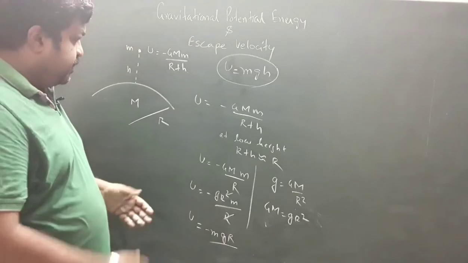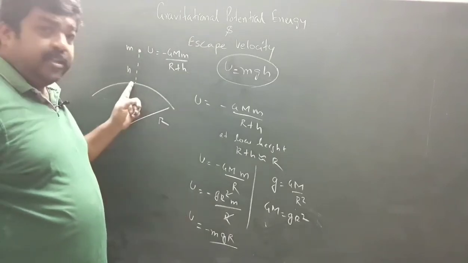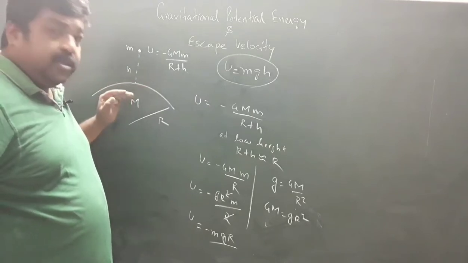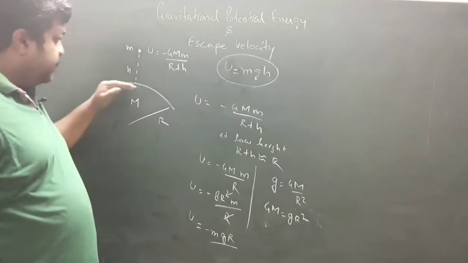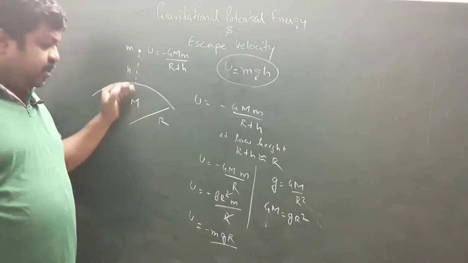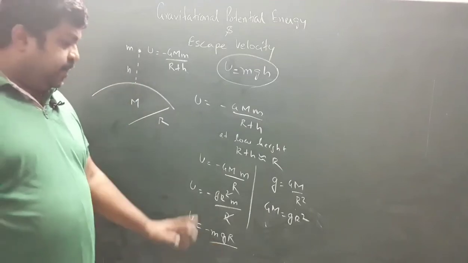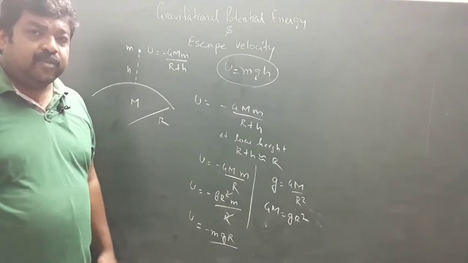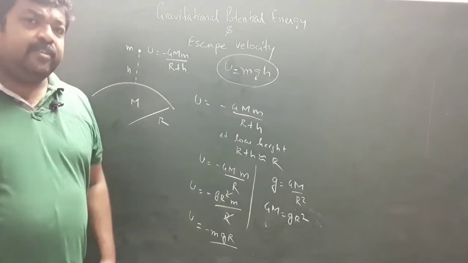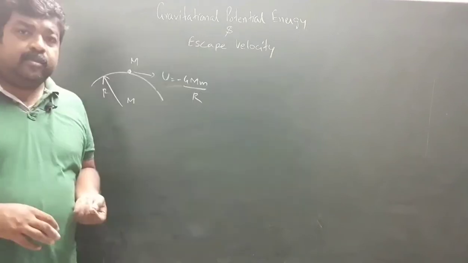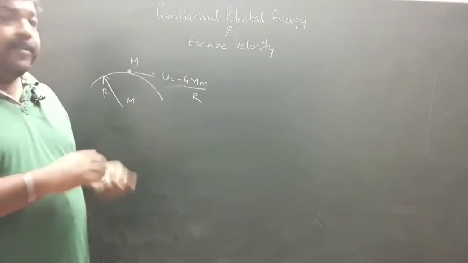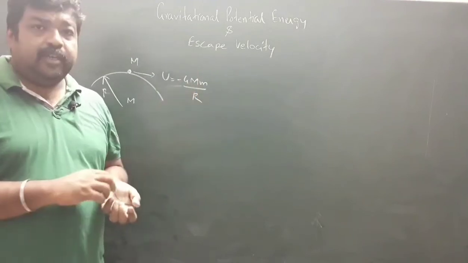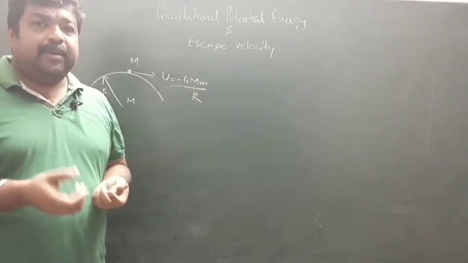So when you are at the surface, you are at distance R from the center, and potential energy is minus mgR. The negative sign shows the attractive nature of the gravitational force. So now from the idea of this gravitational potential energy, we are going to define the term escape velocity, and we are going to study its mathematical form.